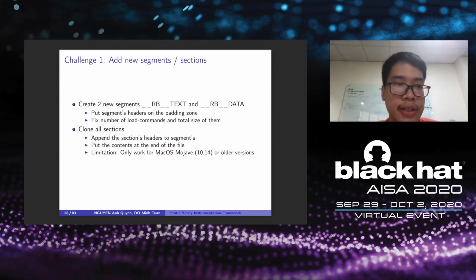Talking about the challenge when I add new segments or sections, I create two new segments, RB_text and RB_data, by putting segment headers in the padding zone and fixing some numbers. Then I clone all the desired section headers, append them to these segments, and place their content at the end of the file.